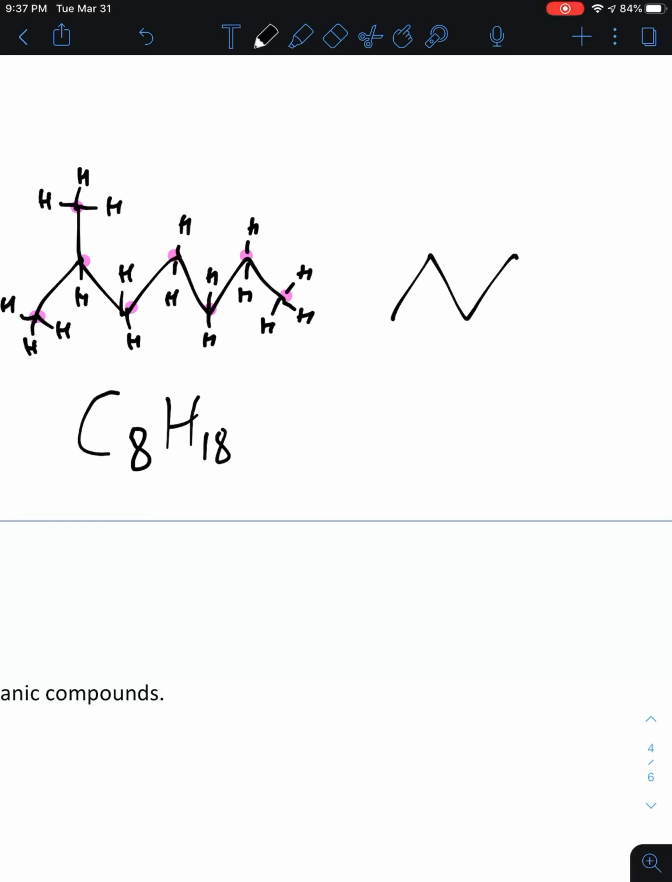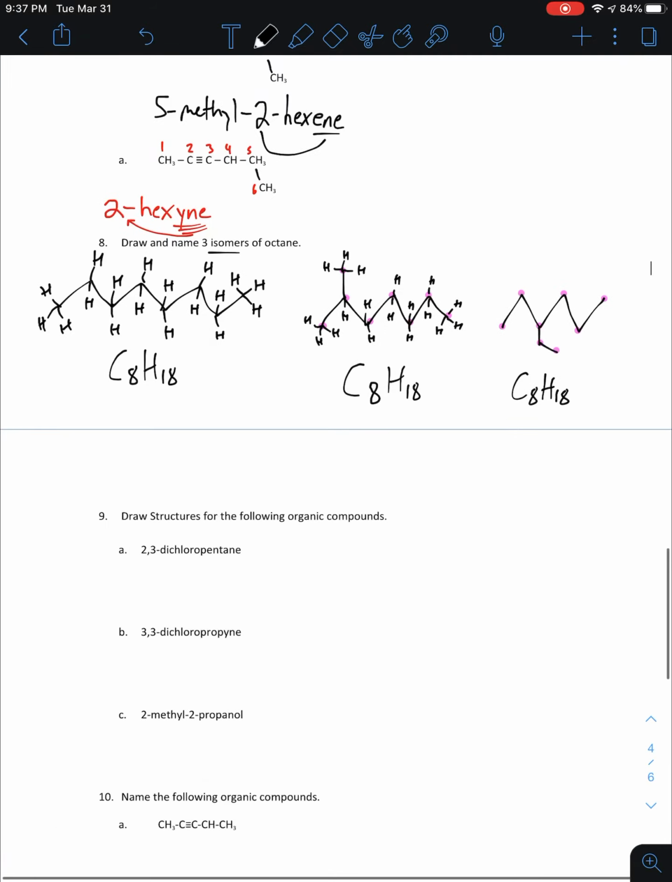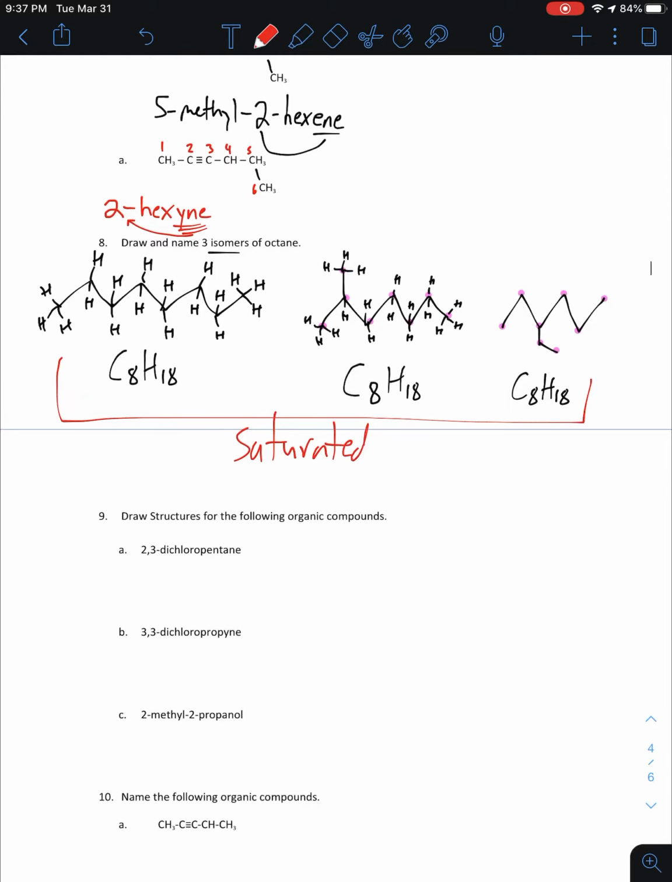One other one. What if we had an ethyl group coming off here? 1, 2, 3, 4, 5, 6, 7, 8 carbons, and I will let you verify that there's going to be 18 hydrogens. Now all 3 of these are going to be saturated. If we start throwing in double or triple bonds, there won't be 18 hydrogens because it will no longer be saturated. So all of these are saturated hydrocarbons.